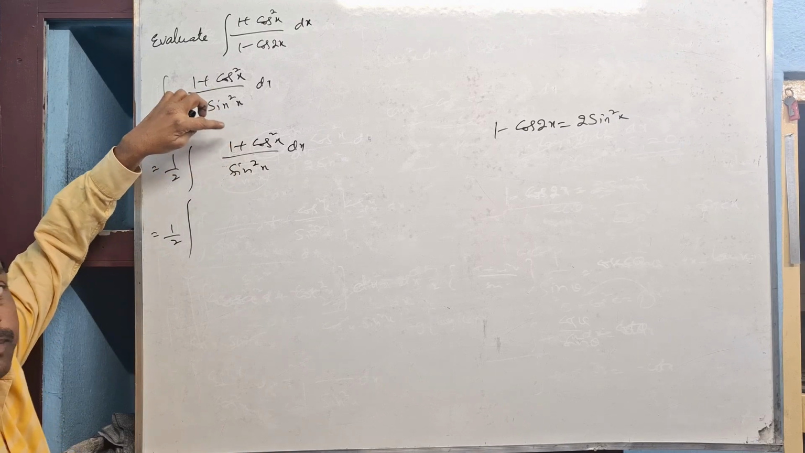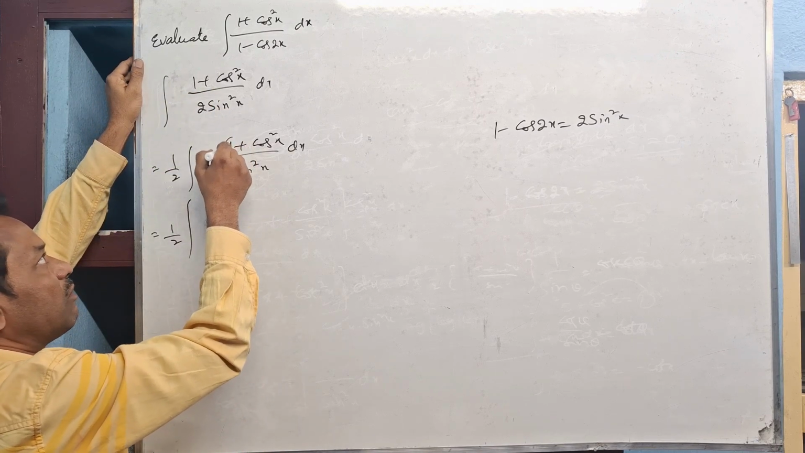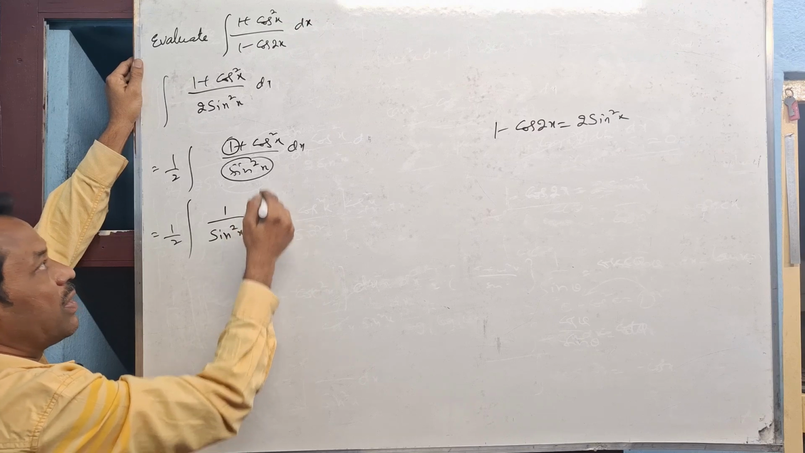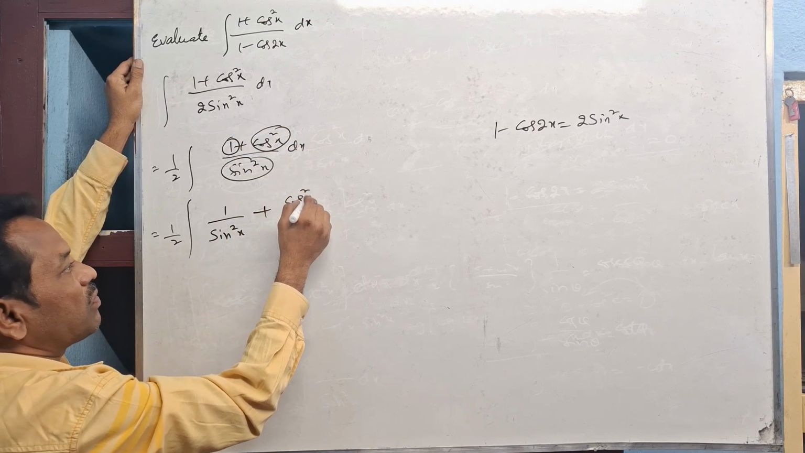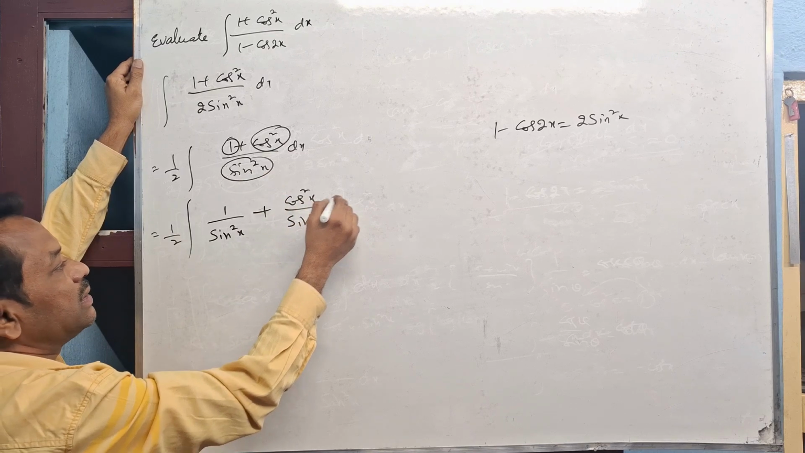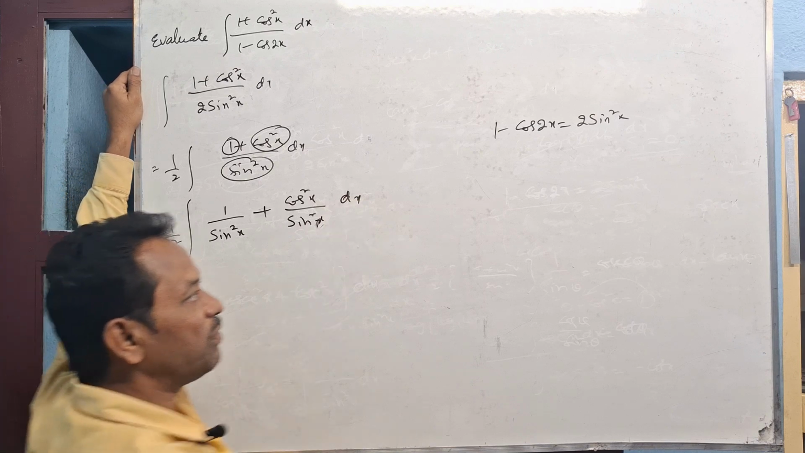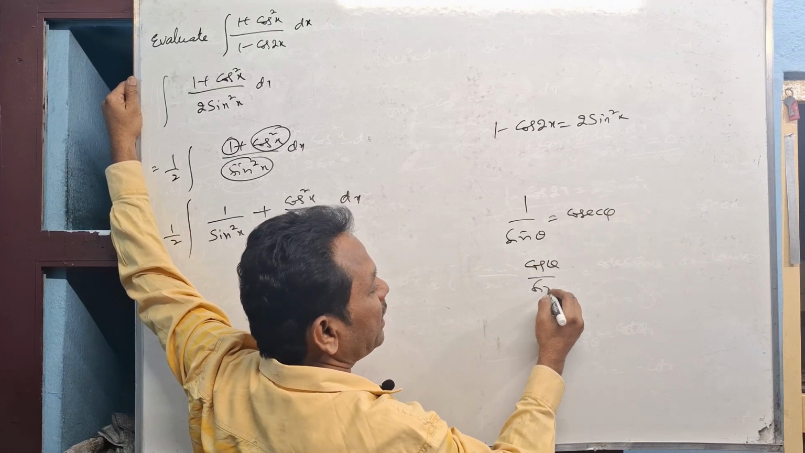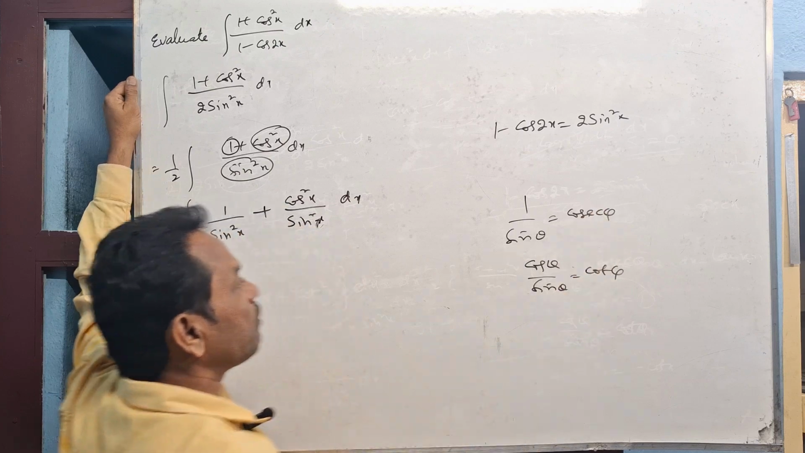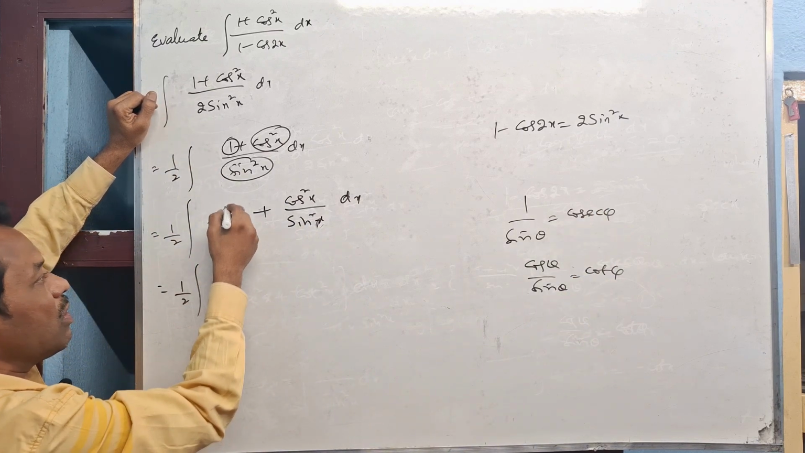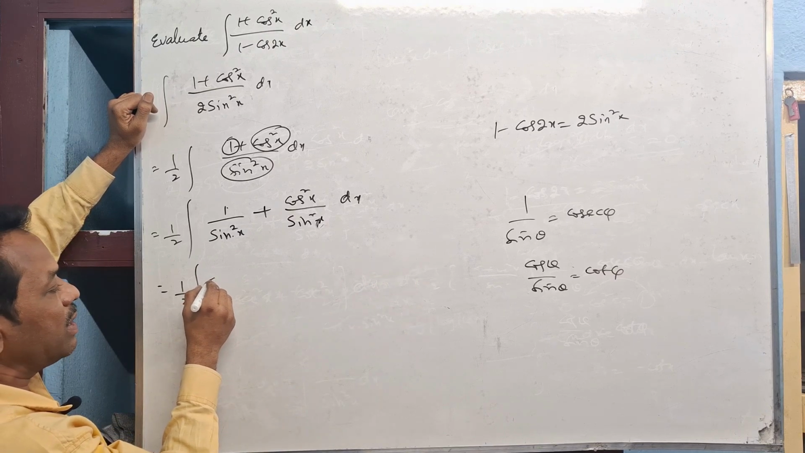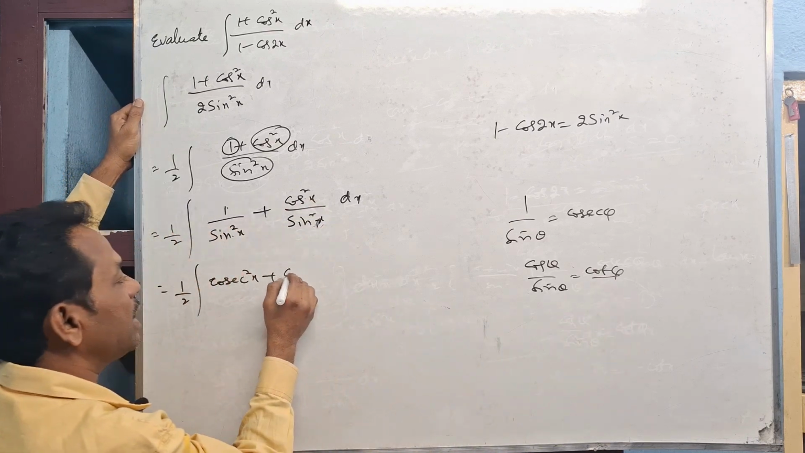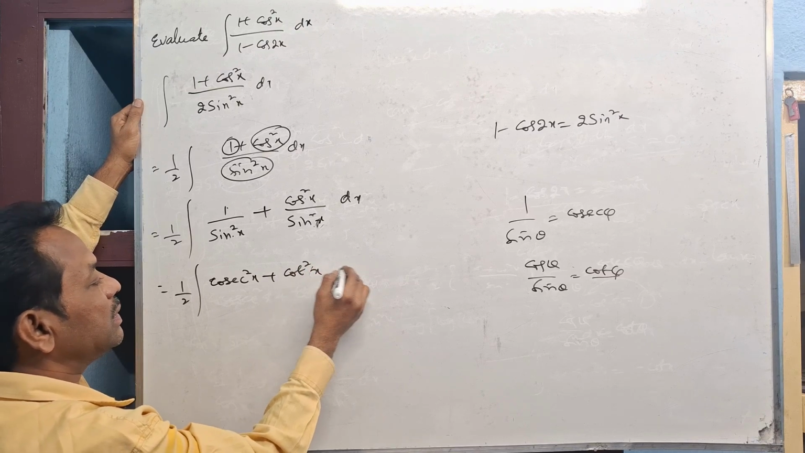But so let me split this fraction into two fractions. How? The first 1 divided by this, so 1 by sin square x plus again second fraction is cos square x divided by sin square x dx. But so we know that 1 by sin theta is cosec theta and cos theta by sin theta is cot theta. Let me use these two formulas over here, right? So you get 1 by 2 integration of 1 by sin, 1 by sin is cosec. So we will get here cosec square x plus cos by sin, cos by sin nothing but cot. So you will get here cot square x dx.